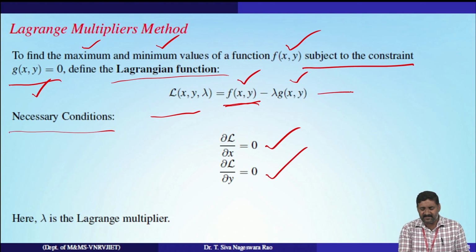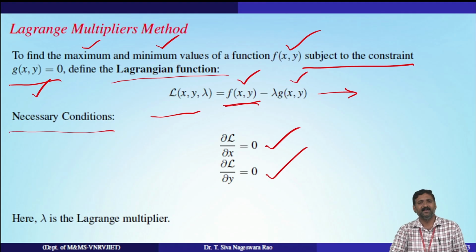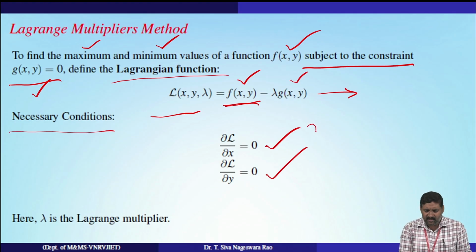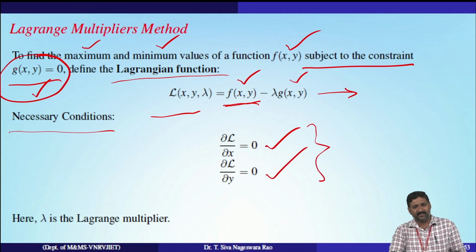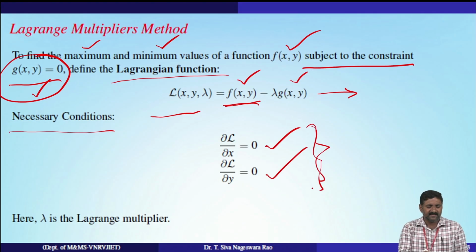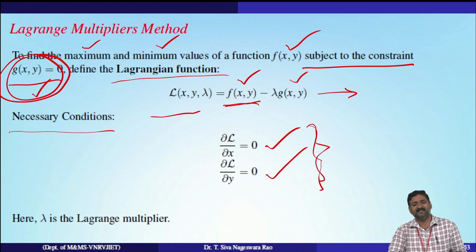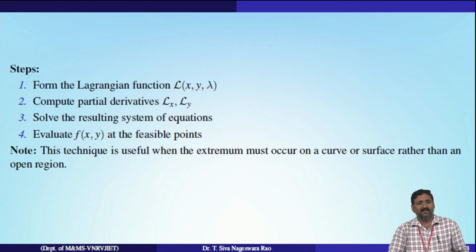Means, for this equation, we will apply the partial derivative with respect to x, and you will get dou L by dou x. Similarly, the partial derivative with respect to y gives dou L by dou y, equating to 0. We will solve these two equations with the help of g of x comma y is equal to 0. Here lambda is called the Lagrangian multiplier.